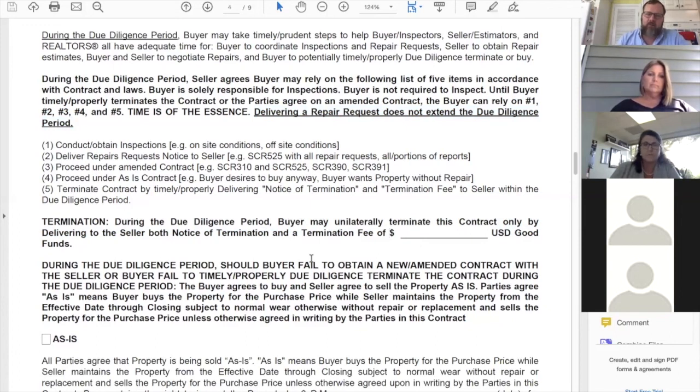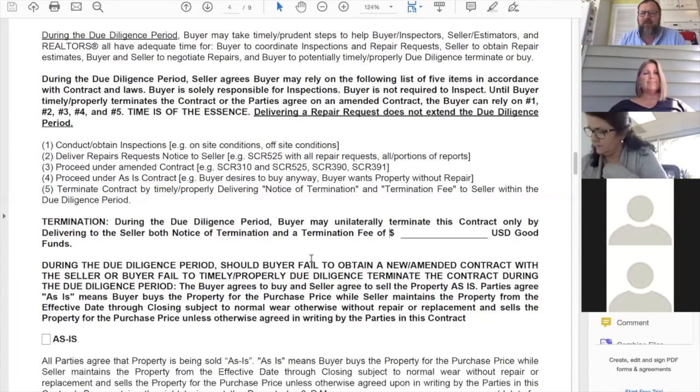I have found that most sellers don't care really too much about a number, but want a number just so they know the buyer's serious. I had a seller put it to me the other day in a way that I thought was brilliant. She's like, fine, $500, but that's great. I don't want their $500. I want them to buy the house.